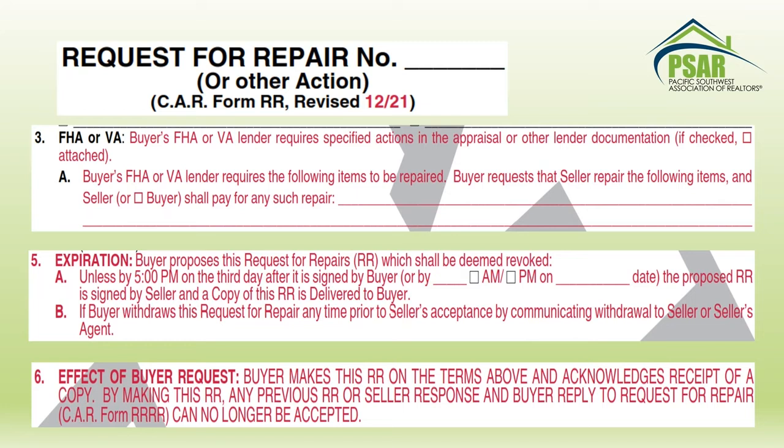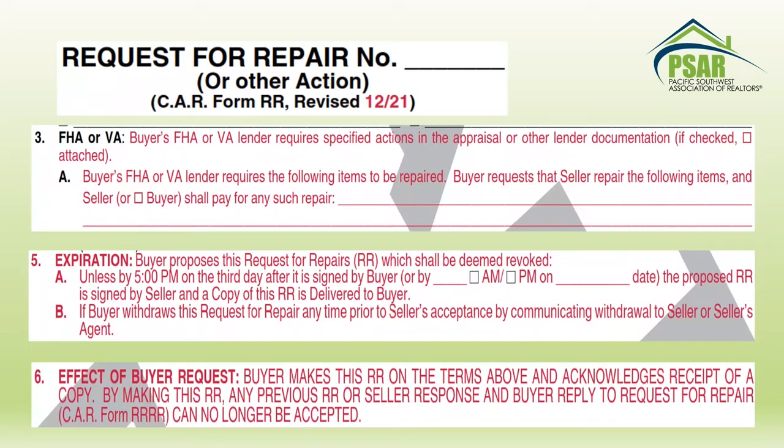Okay. Now, one of the things that we have that's new on our request for repair and our RRRR is expiration. Buyer proposes this request for repair, which shall be deemed revoked. Once again, 5 o'clock on the third day. Same as our counteroffers, right? Now, when we look at this, we've never had expiration before, because this contract still states the seller has no obligation to even respond to a request for repairs, right? But what does the buyer do? The buyer sits there and twiddles their thumbs and gets very upset that they're not getting a response.